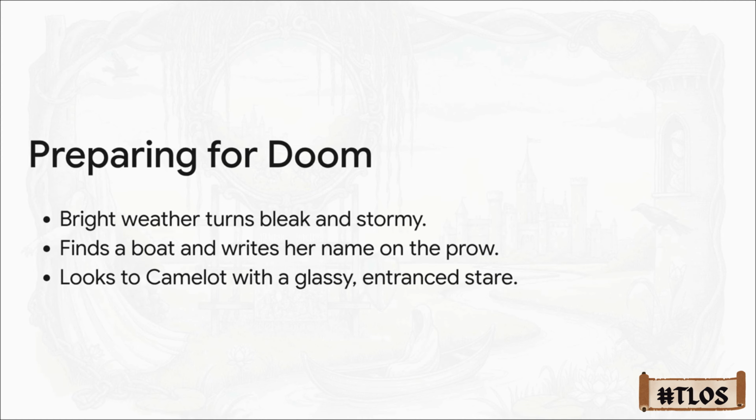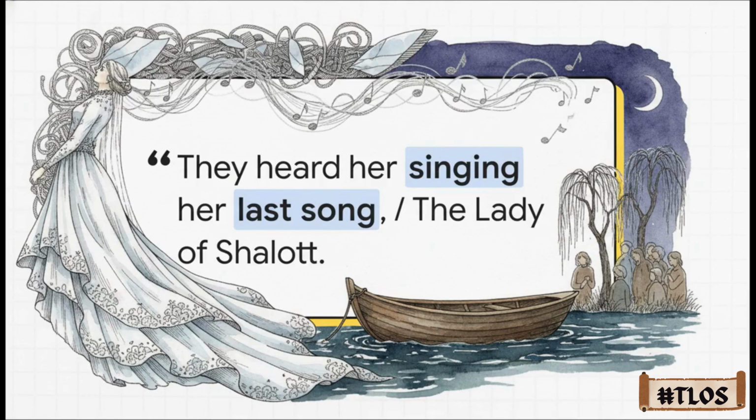She comes down from the tower, finds a boat left afloat beneath the willow tree, and methodically prepares for her end by writing her own name, the Lady of Shalott, around the prow. She looks toward Camelot not with joy, but with the glassy, entranced stare of a prophet seeing their own unavoidable mischance. Dressed in snowy white, which evokes both a bridal gown and a burial shroud, she unties the boat at the closing of the day and floats out into the night.